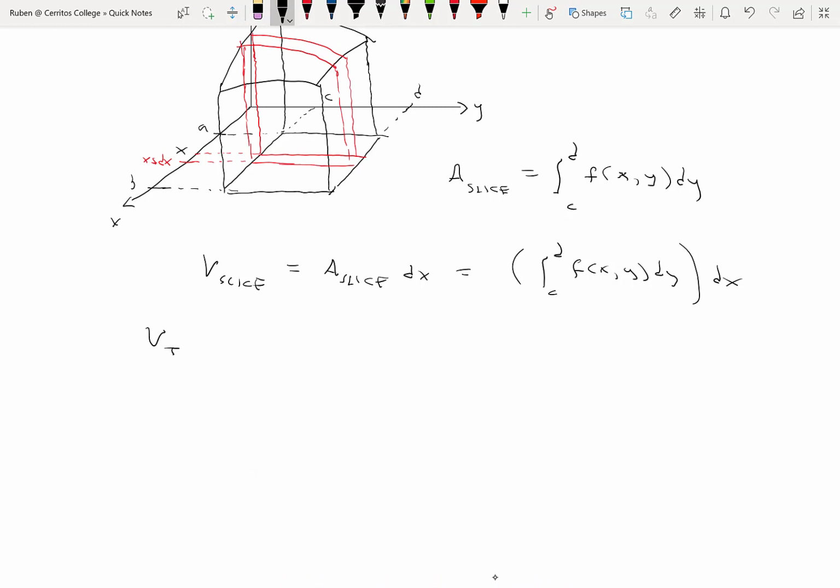So the total volume we get by adding up the volumes of all the slices of bread. Okay, that is, we add up all the areas of the slices times dx as x ranges. As we look at all the slices in the x direction, x ranges from a to b. That is, we integrate this expression from a to b. We integrate what expression? We integrate the integral from c to d of f of x, y dy, and then integrate that quantity with respect to x from a to b.